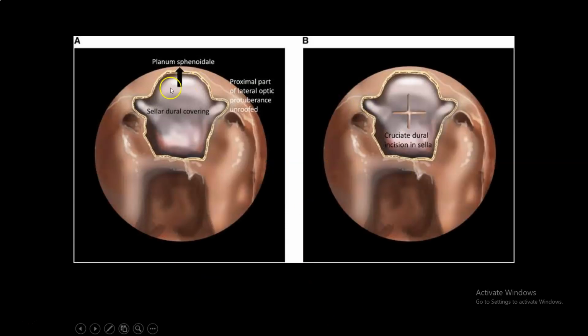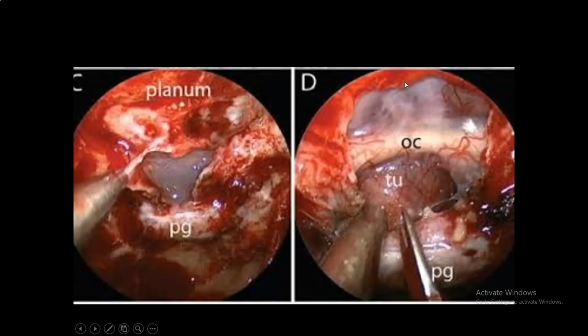Transplanum is very easy. Here is the floor of the sella. You don't go to the sulcus prominence. In front of it, you take the planum sphenoidale and you go to open the dura here. And if you open the dura, you can reach suprasellar. Here is the sella.